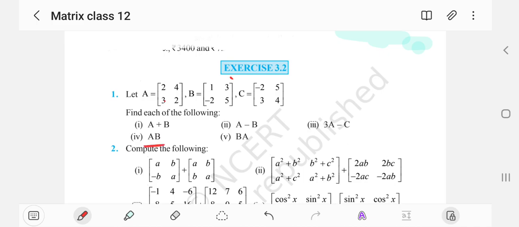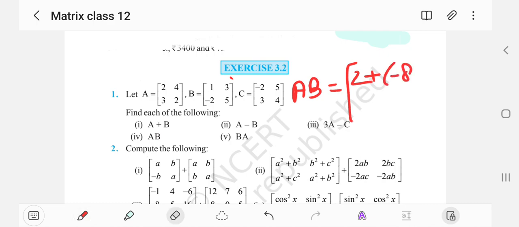Now, I have to find AB. First, let me check whether this multiplication is possible or not. Both A and B are of order 2 by 2. So this multiplication is possible. Let me multiply it. What do I get when I multiply AB? I will multiply this row with this column. So 2 is multiplied with 1, I get 2, then add 4 multiplied with minus 2, which is minus 8. I am directly writing here. What do I get? I get minus 6.